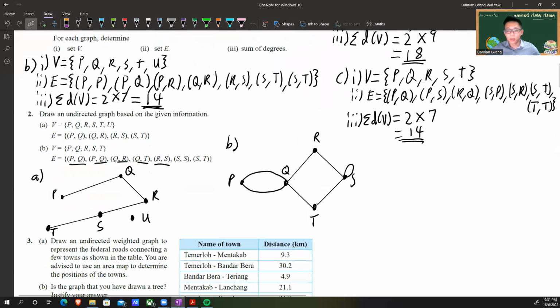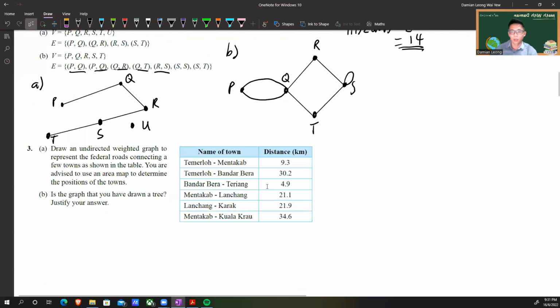Now, let's look at another type of question. Look at question 3. Draw an undirected weighted graph to represent the federal roads connecting a few towns as shown in the table. So you are advised to use an area map to determine the position of the towns. So yeah, let's not look at part B first. So I want to draw an undirected weighted graph.